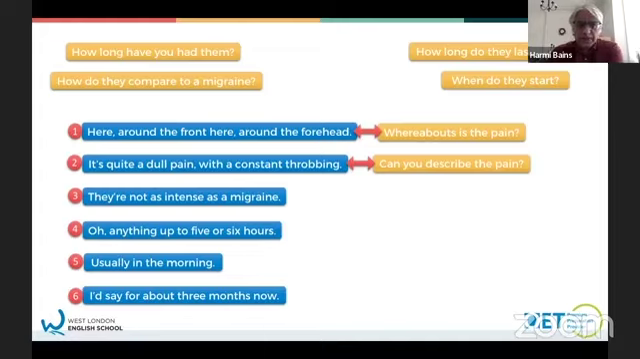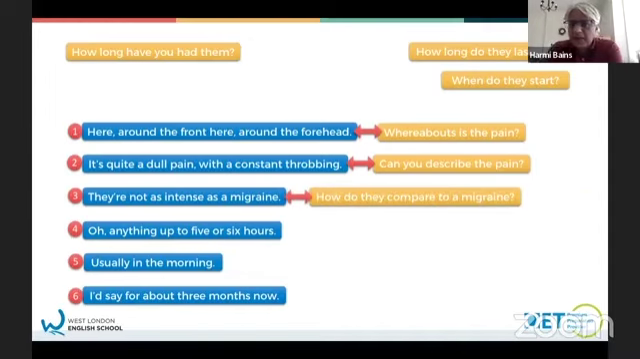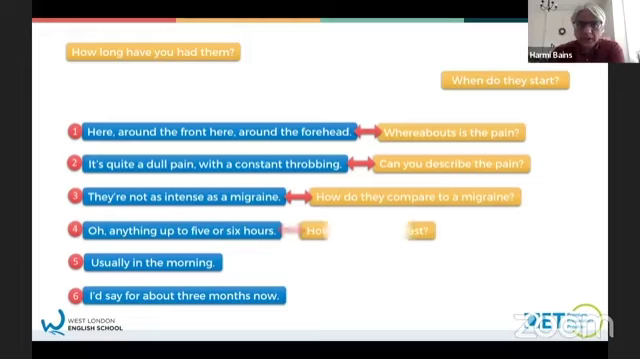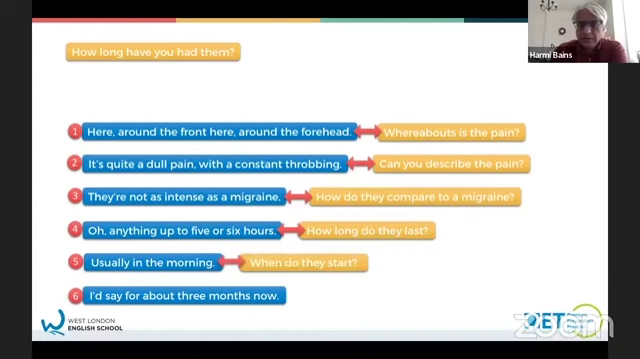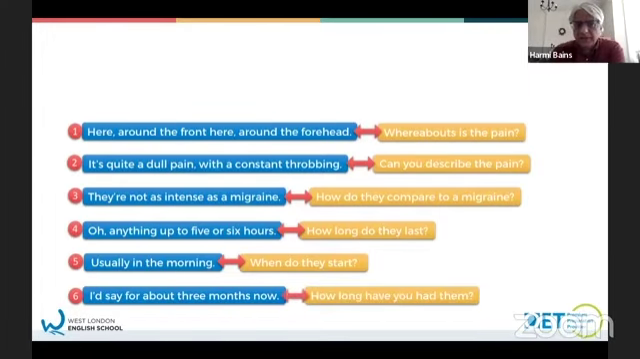Okay, number 3, the answer, they're not as intense as a migraine. Yeah, this was fine. How do they compare to a migraine? Number 4, anything up to 5 or 6 hours. Okay, how long do they last? Number 5, usually in the morning. So when do they start? And number 6, I'd say for about 3 months now. Yeah, so how long have you had them?